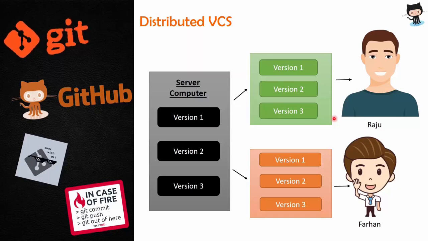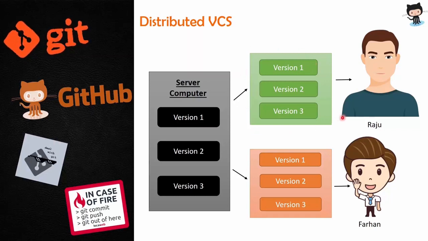Now in the distributed version control system, instead of having a single repository, which was the server in the previous slide, that is the centralized version control system, here every single developer or client has their own local server, and they have the entire copy of the history and the version code with them. The entire copy will be there on their local machines.